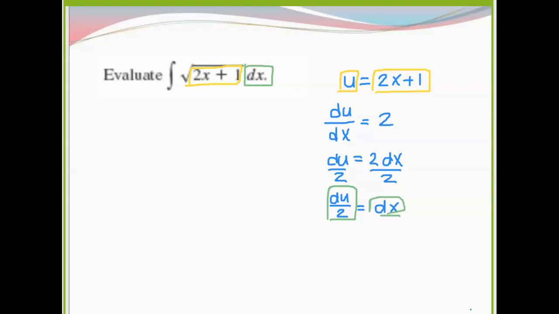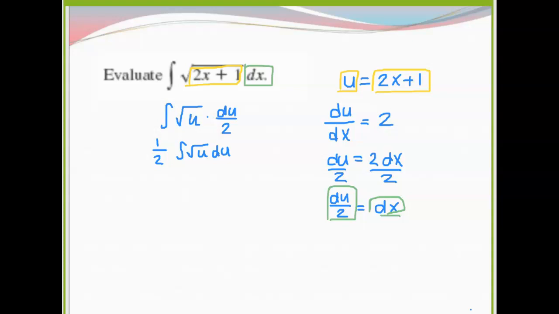So my integral is going to go from complicated to simple because it's going to become the integral of the square root of u times du over 2. But what do we know about a constant? Well, that du over 2, that 1/2 can come out in front. So it's kind of like the integral of the square root of u du. And now we're back to simple antiderivatives.